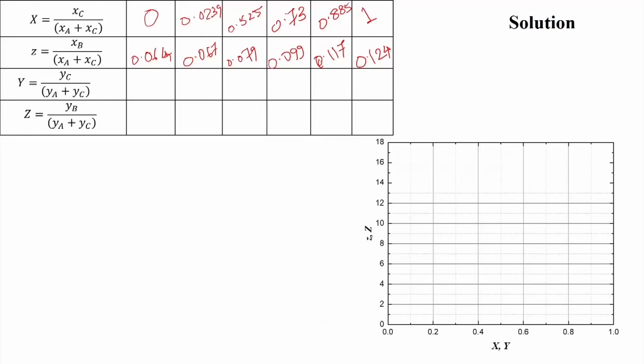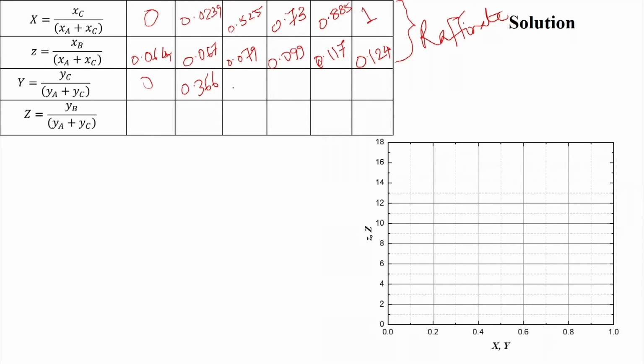And for the extract arm, these two points will be for the raffinate arm. Now, for the extract arm we will be calculating Y equal to y c by y a plus y c, where y c is equal to 0. So, definitely this first point will be 0. Then for the second point we have y c value 0.03 divided by 0.052 plus 0.03, that is we will be getting 0.366. And for the third point we have 0.084 divided by 0.036 plus 0.084.